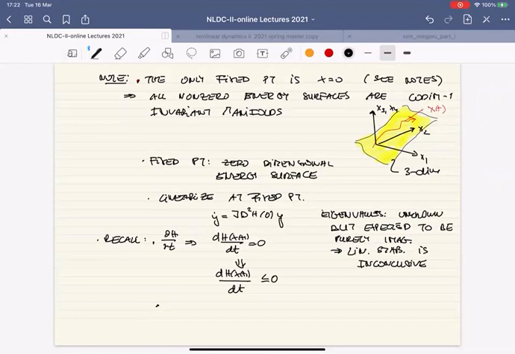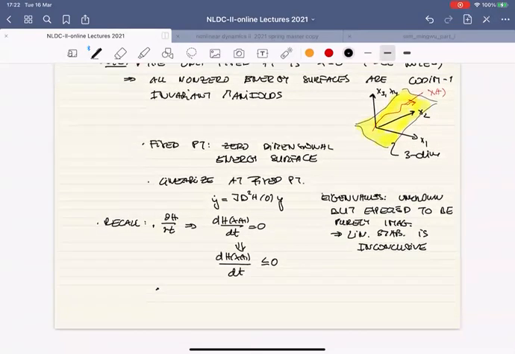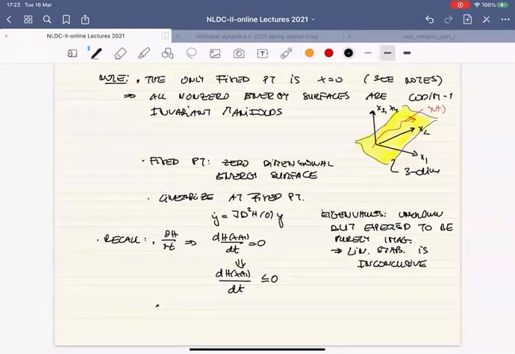Lyapunov's first theorem told us that if we find a function that is cup-shaped, positive definite at the origin, and the derivative of the function along trajectories is negative semi-definite, then we automatically have Lyapunov stability guaranteed. So the negative semi-definite part I already have. The question is, does it have the right shape? Okay. So what tells me about the shape of the function?